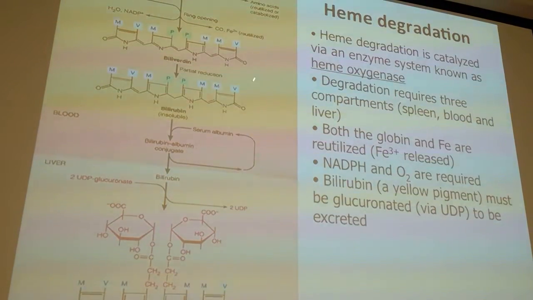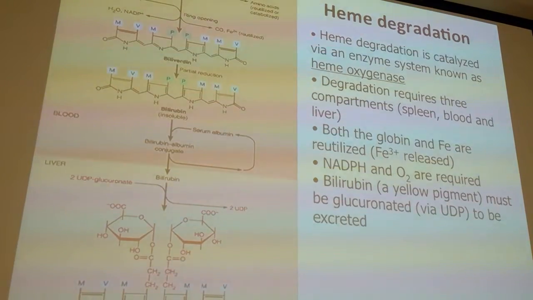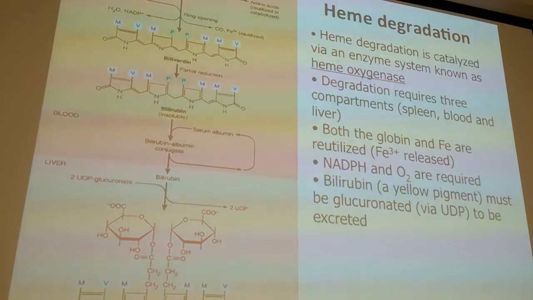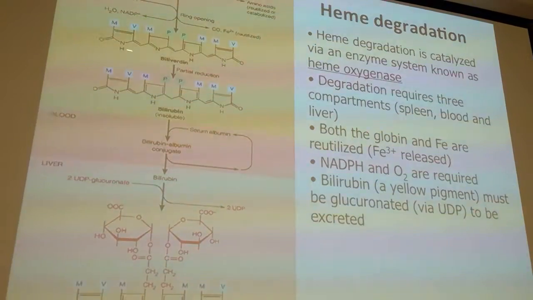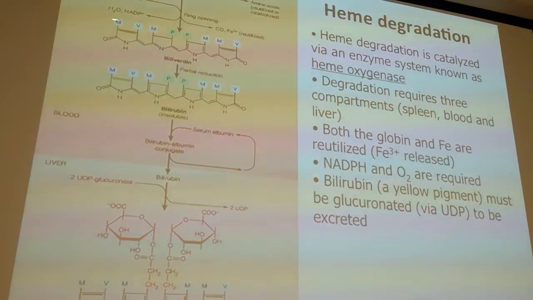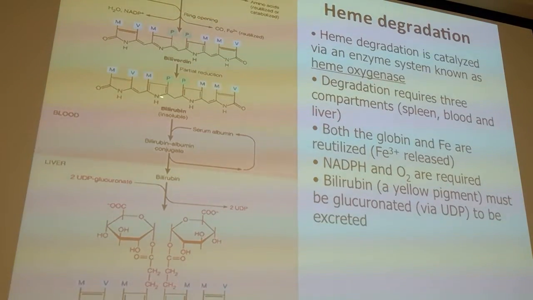This is happening in macrophages in the spleen. So you have hemoglobin from those aged erythrocytes. The globin is degraded all the way down to amino acids for recycling, and the heme is released. Then the heme is further degraded so you can recycle the iron. The ring is opened by heme oxygenase, giving rise to the biliverdin molecule. The M, V, and P just refer to the side chains, the methyl, vinyl, and propionic side chains.